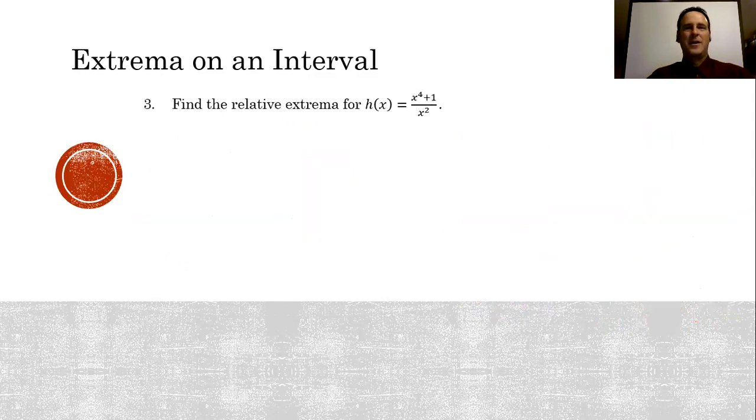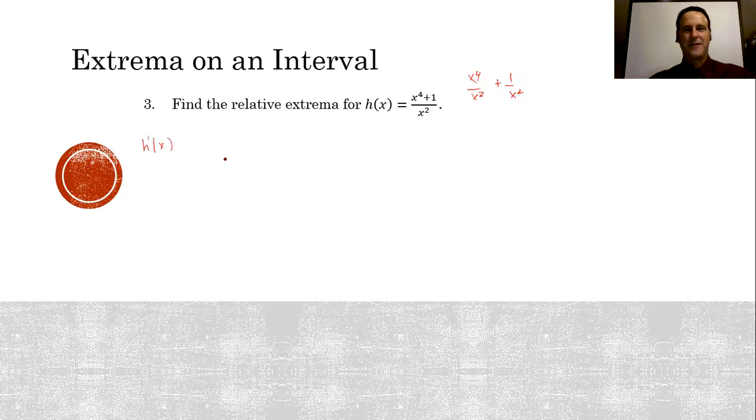Find the relative extrema for h of x, and I have x to the 4th plus 1 all over x squared. Now some people try to simplify that, and they write it like this, x to the 4th over x squared plus 1 over x squared. You can do that if you want. I think for myself, I just did a big old quotient rule, just because I kind of like to do that.